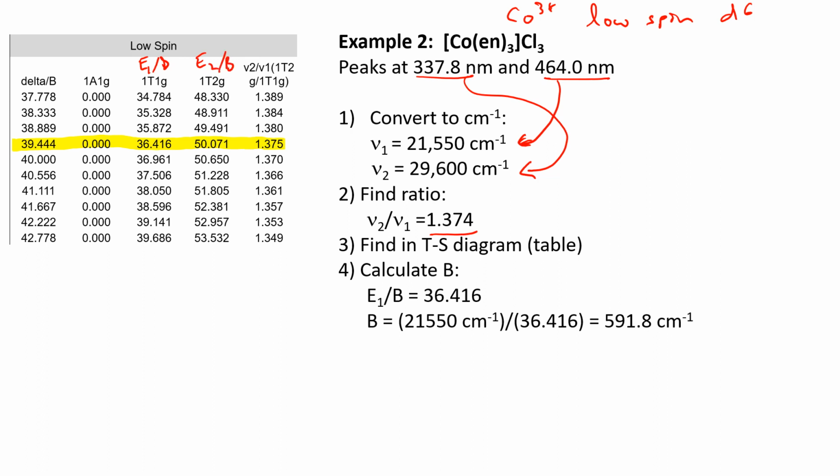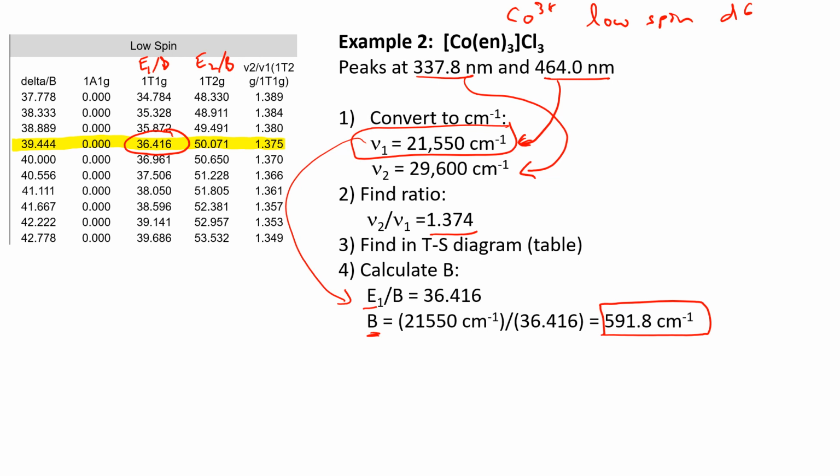So we'll just pick one of those. We get roughly the same answer if we solve it twice. And so we use E1 as our energy. That would be this frequency 1 here, 21,500. We know that E1 over B is this entry right here, 36.416. So rearrange that, solve for B, and we get 591.8 inverse centimeters. I encourage you to practice this sort of problem on your own here. All right, so that's the Racah parameter.